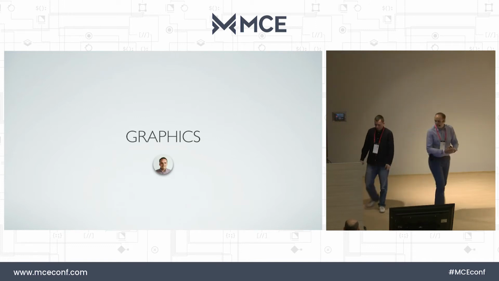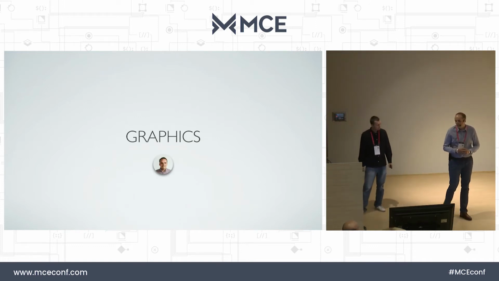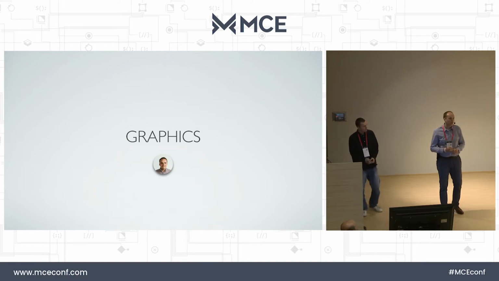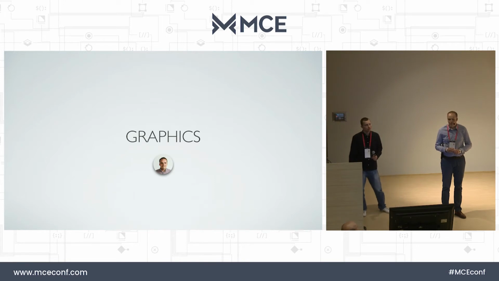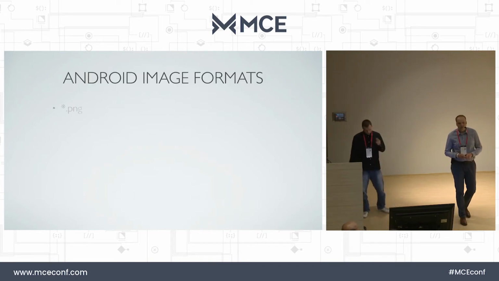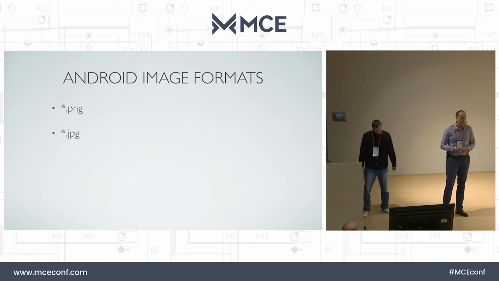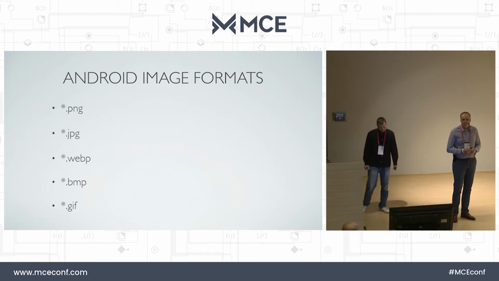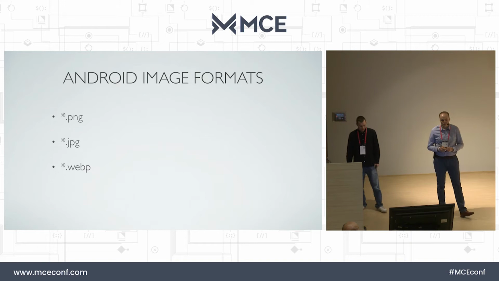Okay, so since we know where we are, we can talk a little bit about graphics. And by graphics, I mean all the large images we probably all have in our apps. And basically, we have 5 different formats supported natively by the Android platform. It's PNG, JPEG, WebP, BMP, and GIF. And since we are focused on non-animated and efficient formats, let's take the first 3.